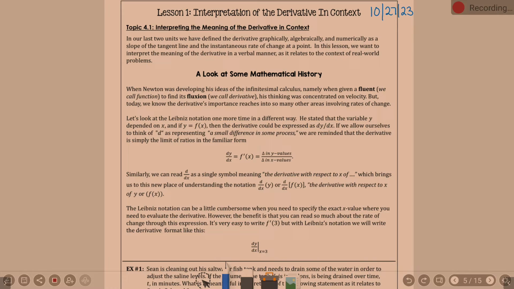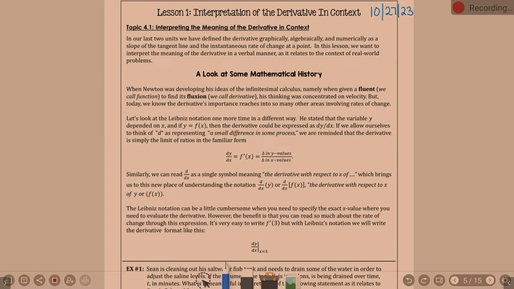In our last 2 units, we've defined the derivative graphically, algebraically, and numerically as the slope of the tangent line and instantaneous rate of change at a point. In this lesson, we want to interpret the meaning of the derivative in a verbal manner, as it relates to the context of real-world problems.